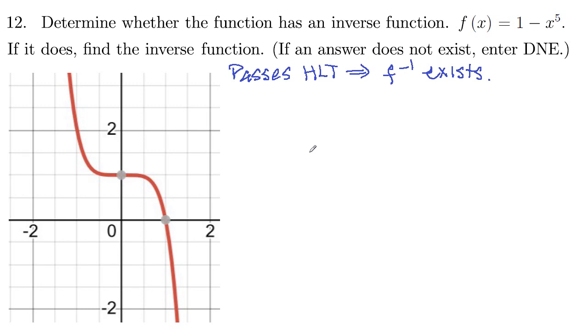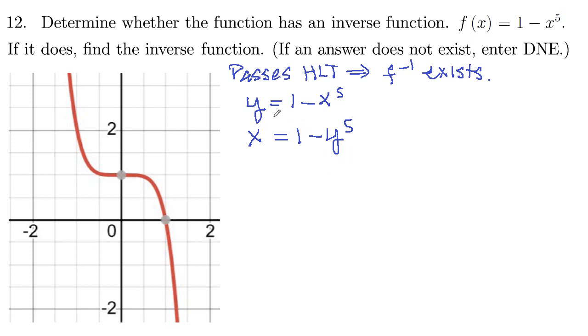And now to find that inverse, we'll start with our function here. y is equal to 1 minus x to the fifth. We'll switch the x and y variables. So x is equal to 1 minus y to the fifth. And now solve for y.